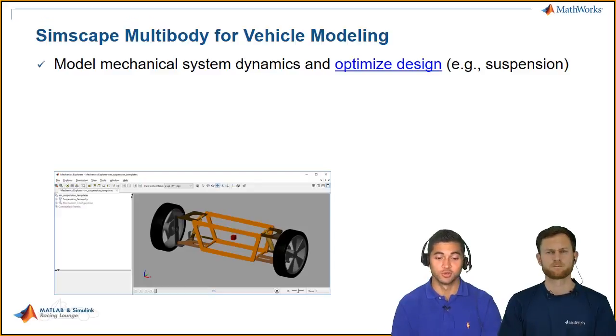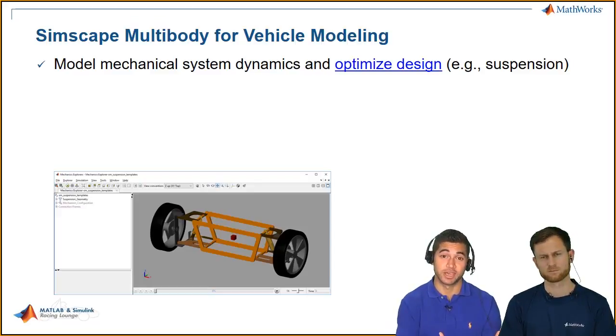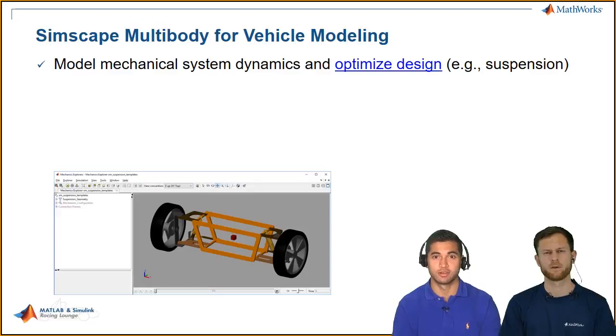Now, how can we use Simscape Multibody for vehicle modeling? One of the things that we can do is model the dynamics of mechanical systems. In this case, we can model a suspension, and we're going to also show how to model a full vehicle here. And we also have a MATLAB and Simulink Racing Lounge video on how to do design optimization for a suspension system. So you can also find the link to that video in the description.